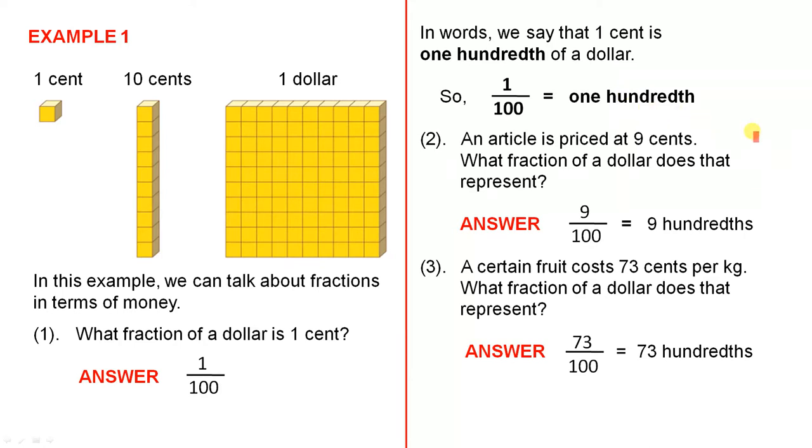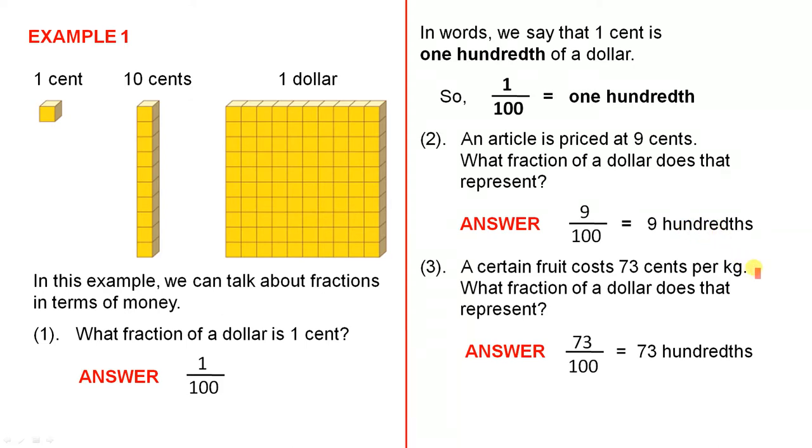Number 2, an article is priced at 9 cents. What fraction of $1 does that represent? Well, it's 9 cents out of 100 cents, so it's 9 over 100, and we say 9/100ths. That's how we say it.